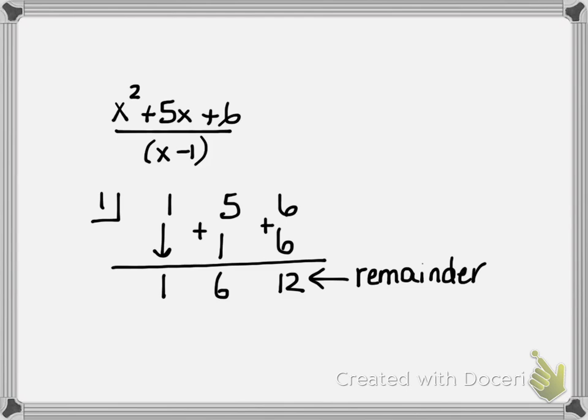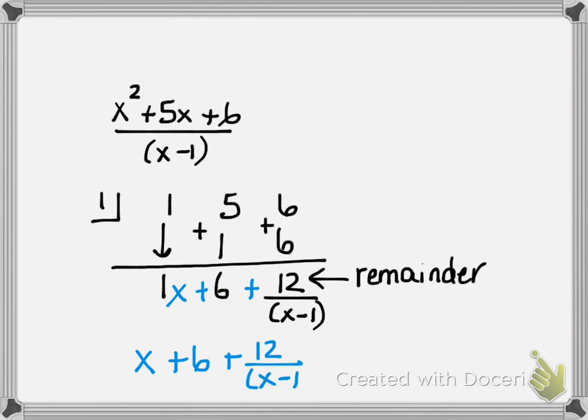But I can write my answer. This is divided by what we were trying to divide by, x minus 1. My original question had a power starting us at 2, so this gives us an x term. It's a power of 1, and then plus our 6, plus our remainder. So if we wanted to rewrite this, this would be x plus 6 plus the remainder of 12 over x minus 1.